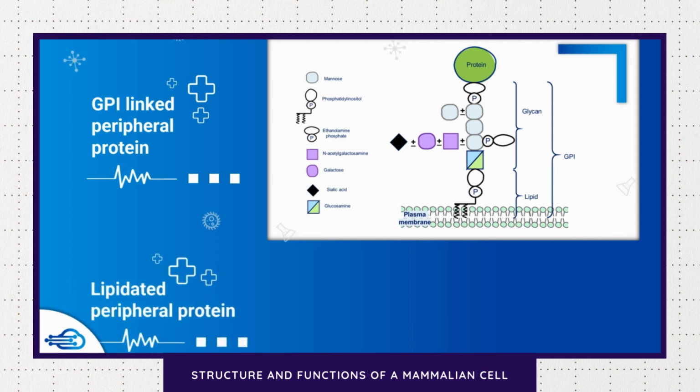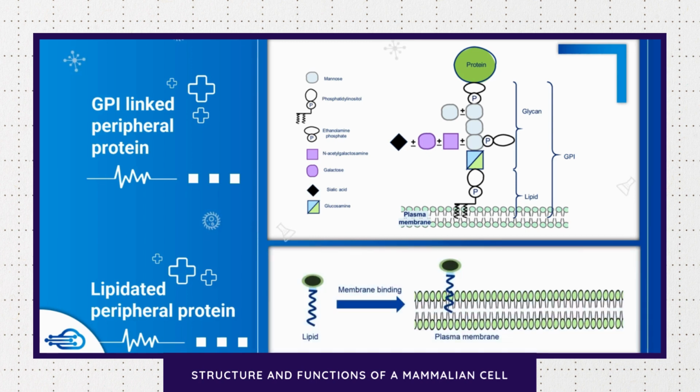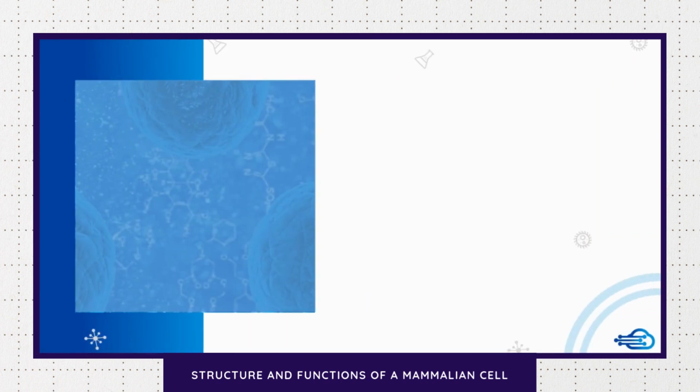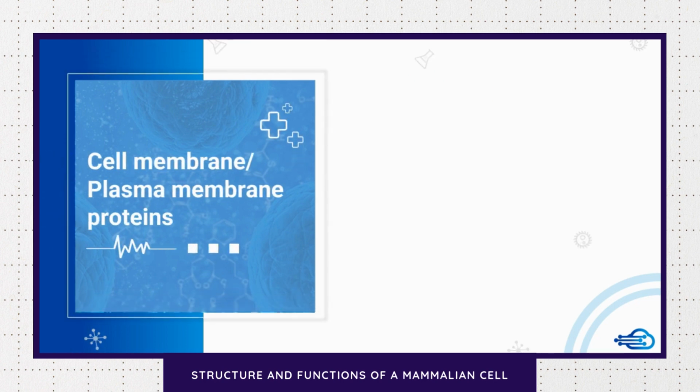Then the second method by which these proteins are attached is lipidated peripheral proteins. So, there is a lipid tail. This is our protein and there is a lipid to which they are attached, which in turn is attached on the membrane. This lipid can be palmitoyl, prenyl, right. So, these are lipidated peripheral proteins. What are the functions of these cell membrane or plasma membrane proteins? First of all, they act as cell adhesion molecules.